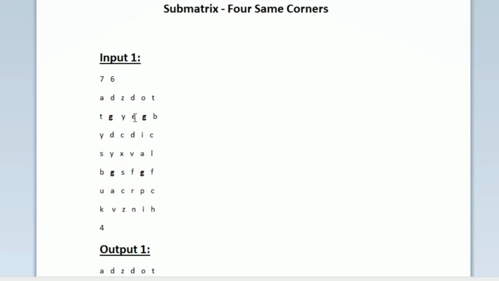So here in this matrix we are able to find a submatrix over here. So I am highlighting the submatrix in red color. So here in this submatrix we can see that all the four corners are ending with the character G. So all the four characters are equal. So this is the condition given in the question.